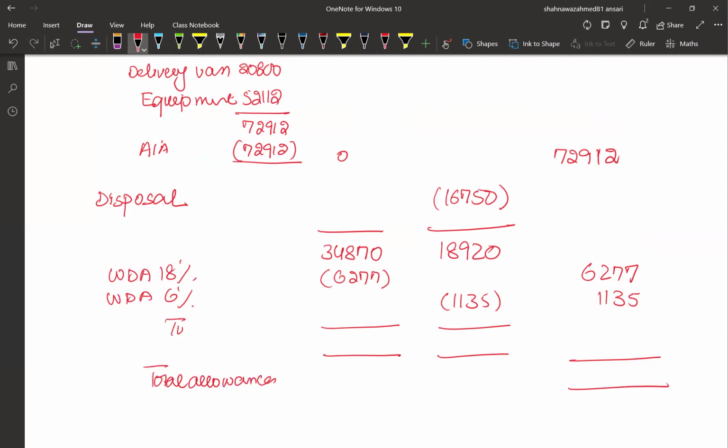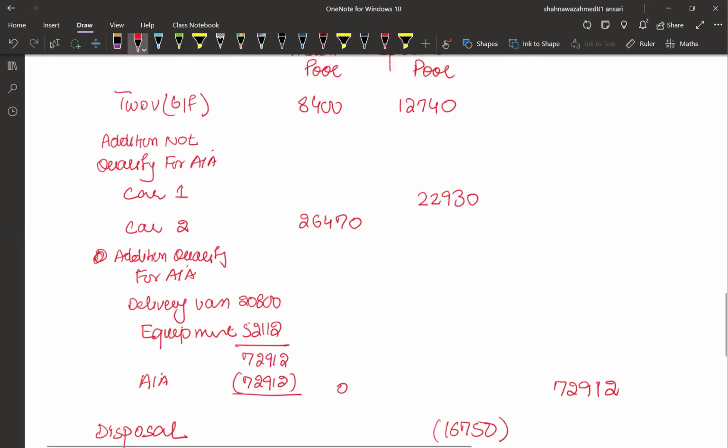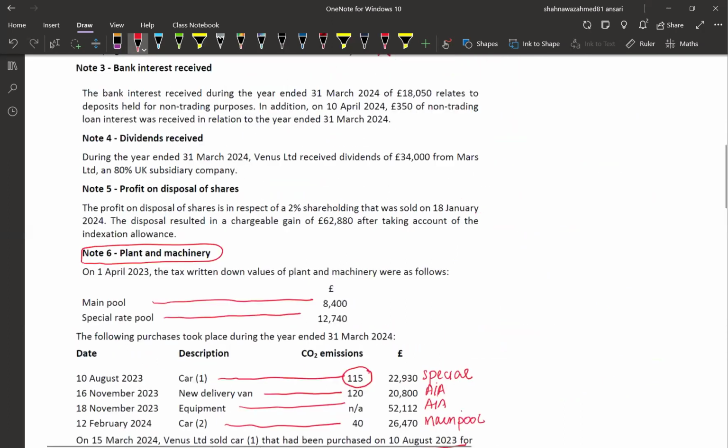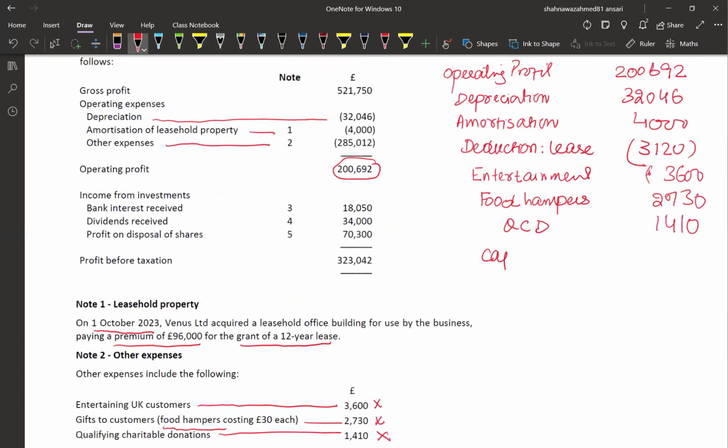And this is TWDV carried forward value 28593. And we have 17785. And total allowance figure is 80324. This total allowance value 80324, we have to deduct from here. This is capital allowance. And in this way, we can calculate the tax adjusted trading profit figure.